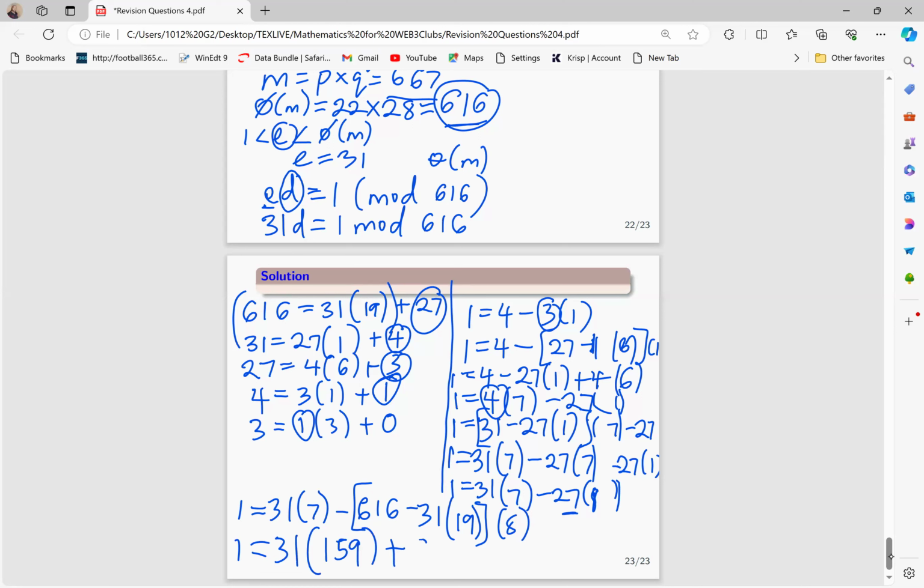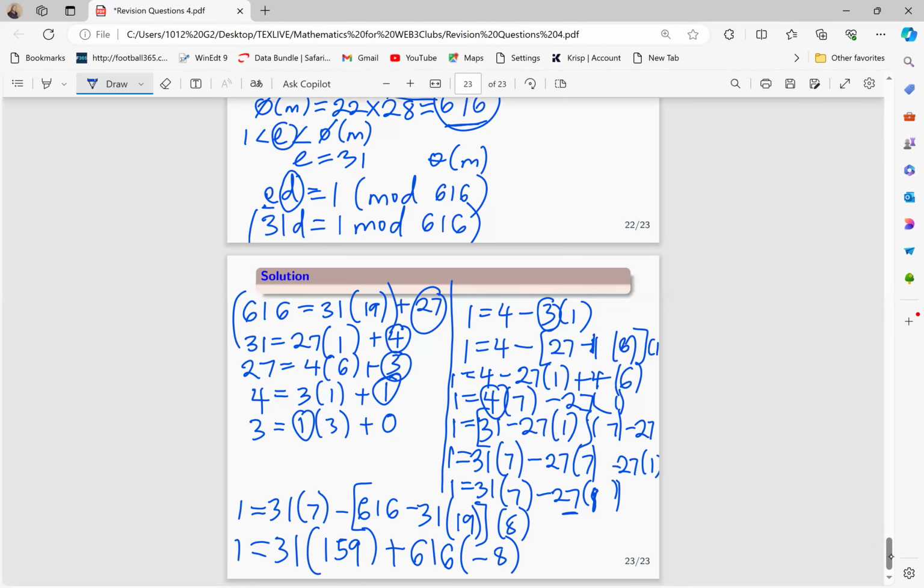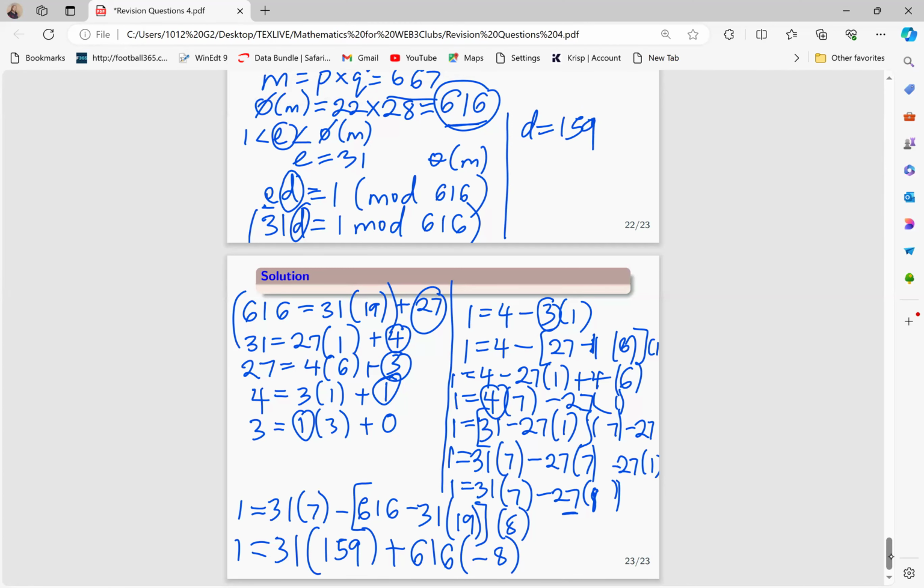and then plus 616, negative 8, which is similar to our equation above here. So we're going to see our D is going to be 159. So my decryption key was 159. Then now the decrypting. So I was sent the value 366.